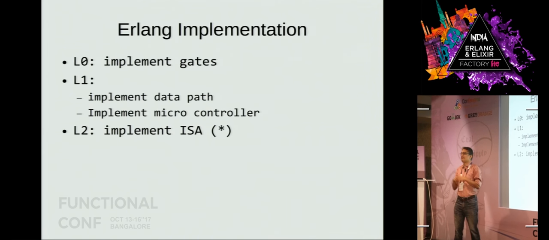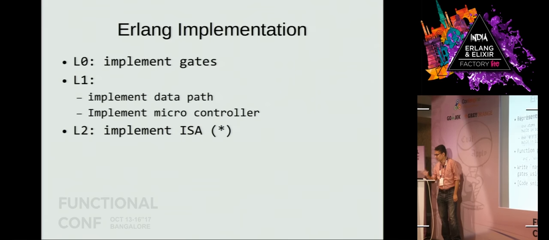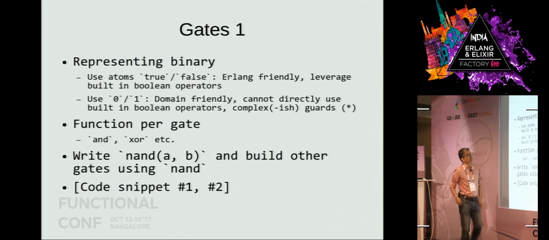Once you have a function, then you can compose them. You can do a bunch of stuff. Next comes level 1, data path, microcontroller, and then ISA. We'll come back to that. Let's start with gates. Now, when I started with Erlang, my first thing was to use the atoms true and false, which I used as binary values in Erlang to write the function.